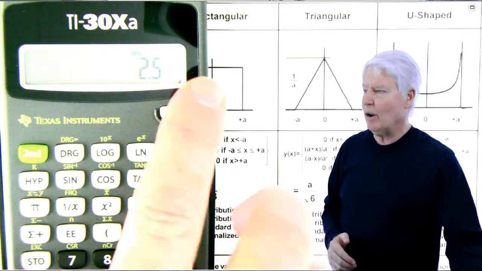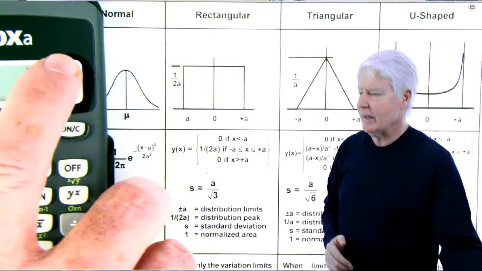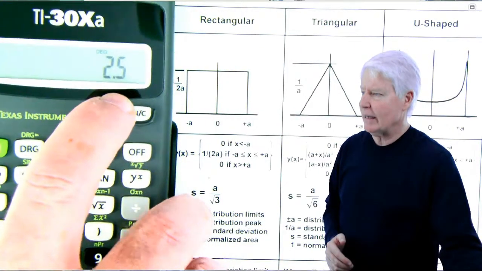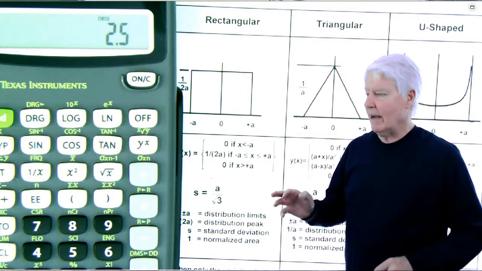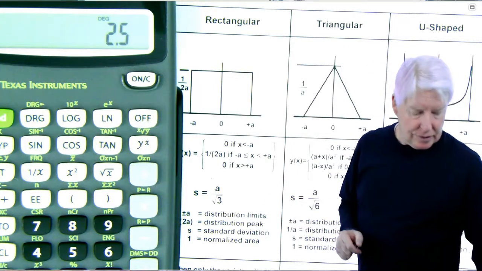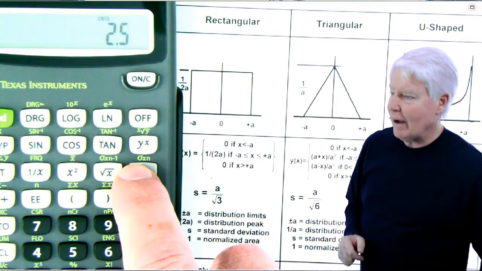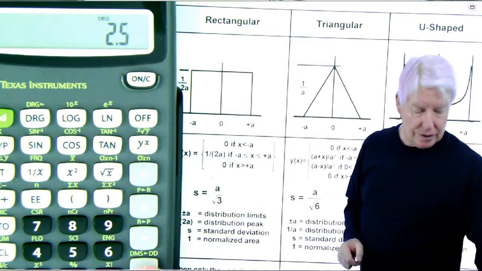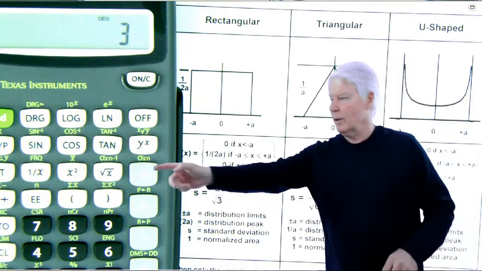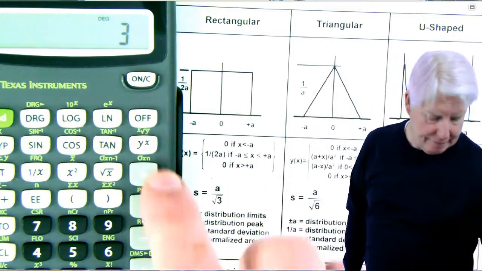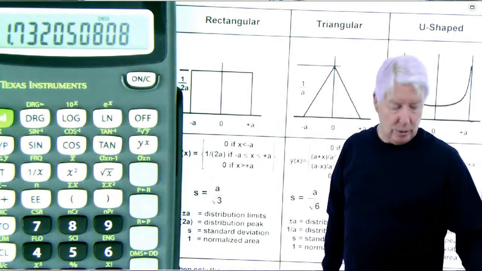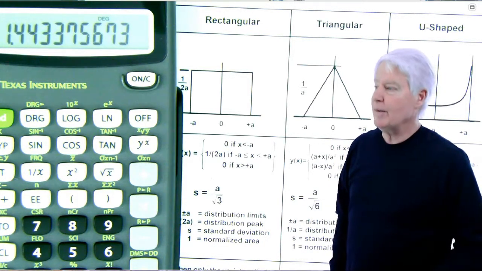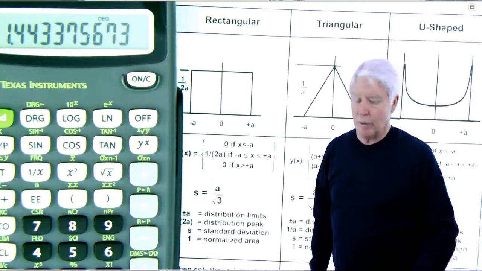Okay, now that we know what A is, we can go A divided by the square root of 3. So here we go, A divided by the square root of 3. So I'm going to enter A, 2.5, and hit the division sign, and then I'm going to enter 3 square root, equals. And that is the value of the standard deviation, 1.44.